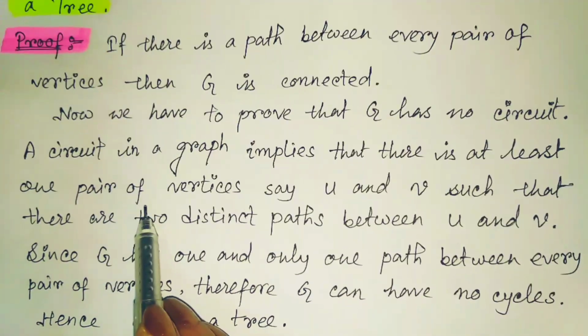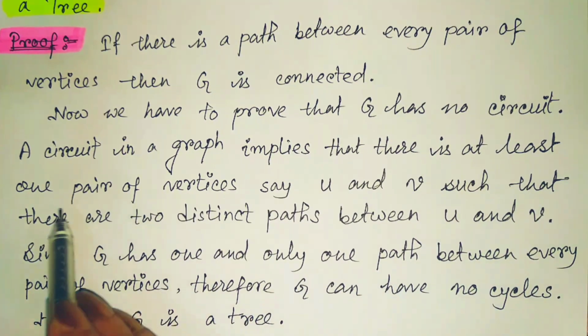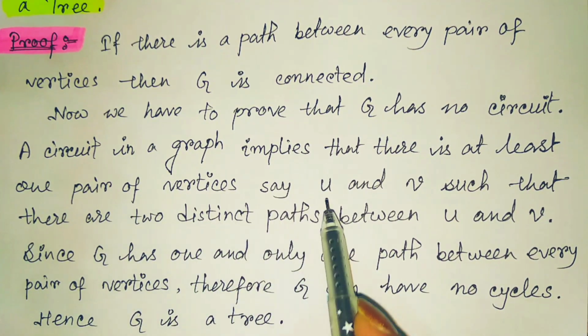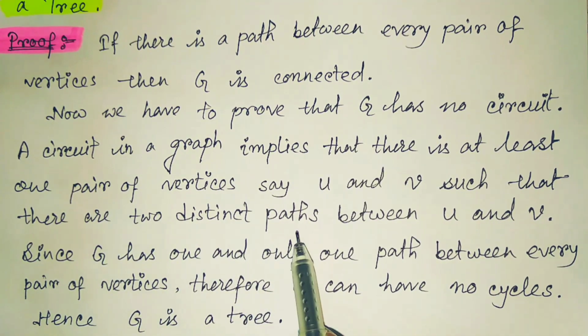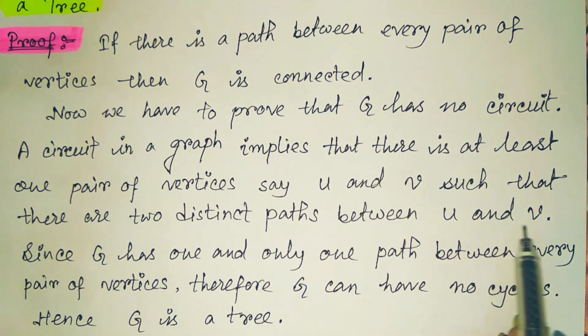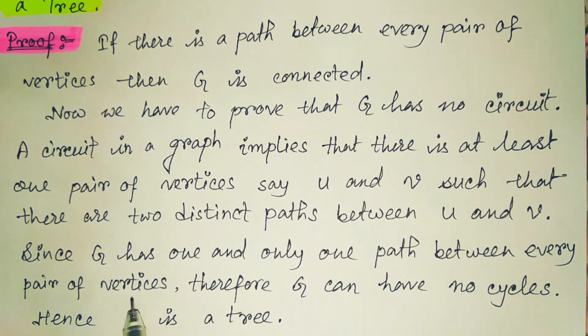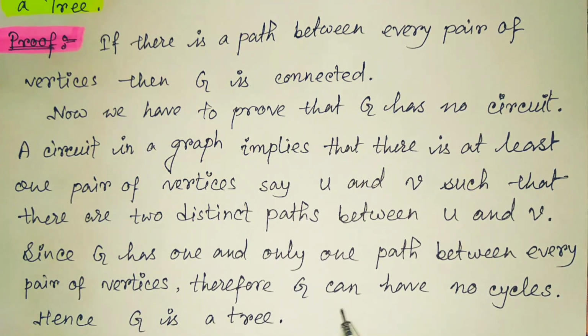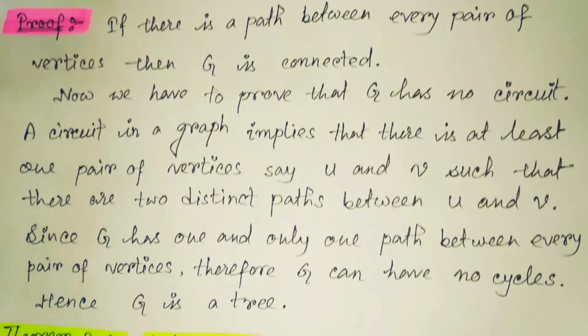So a circuit in a graph implies that there is at least one pair of vertices, say U and V, such that there are two distinct paths between U and V. Since G has one and only one path between every pair of vertices, therefore G can have no cycles. And when G has no cycles, then we can say the graph is a tree, and hence the theorem.